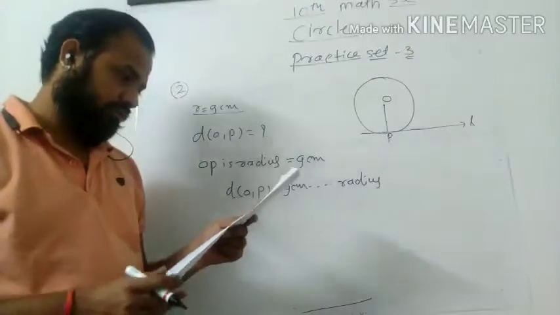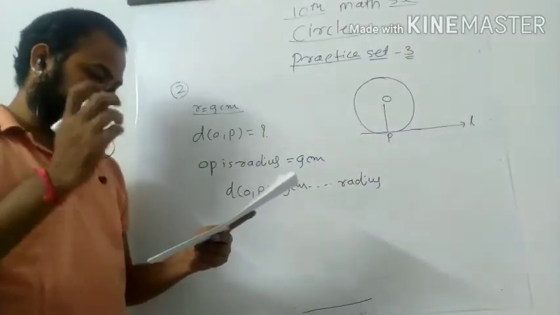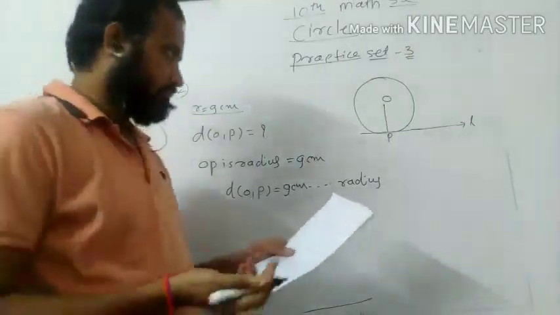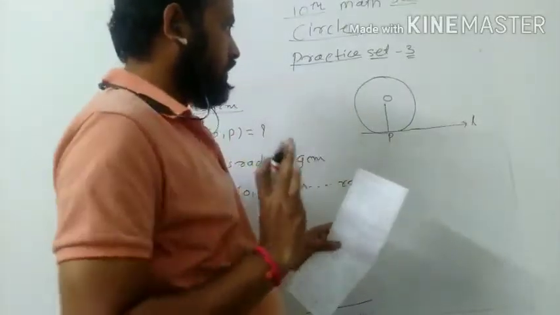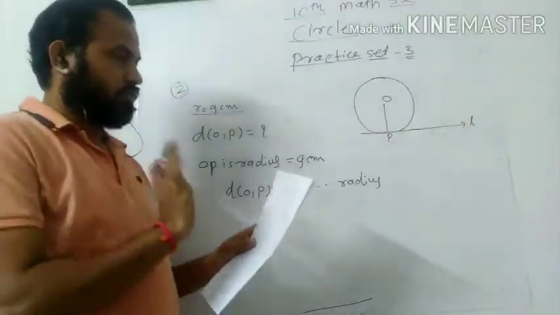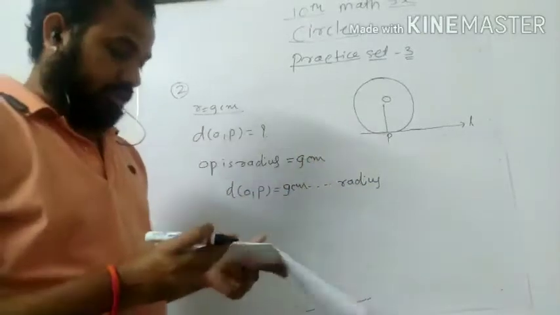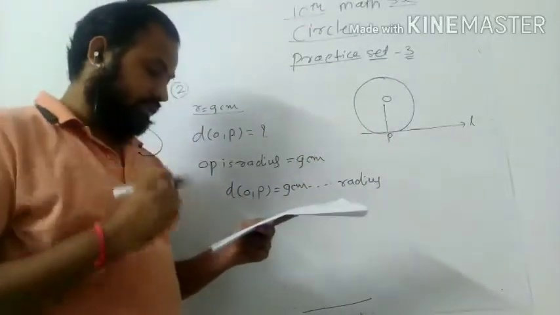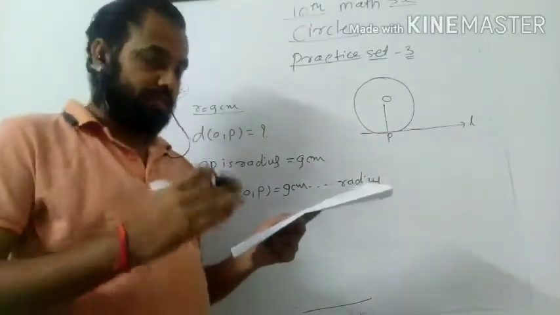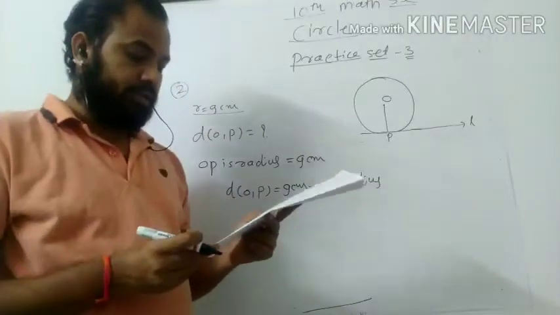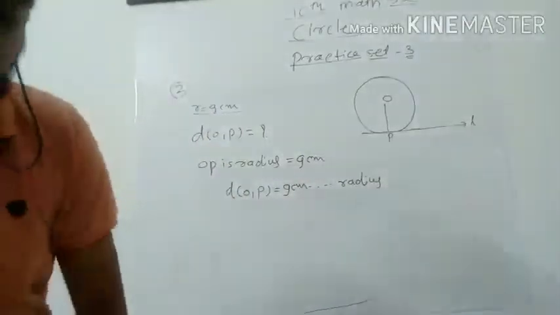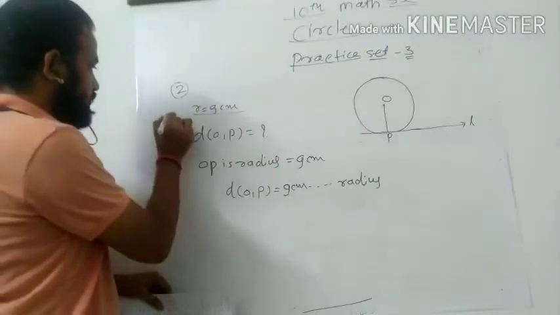In the second question they ask: if the distance of OQ is 8 centimeter, where does the point Q lie? Here we have to mark the point Q, which is not given in your figure. So this is the solution of your first sub question.